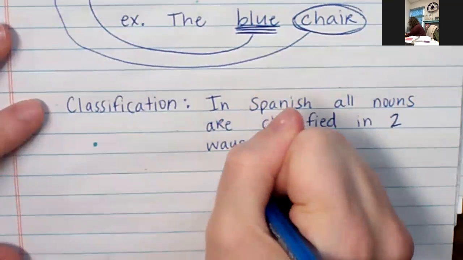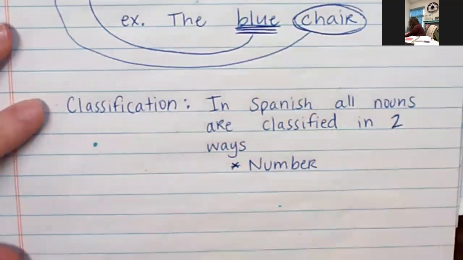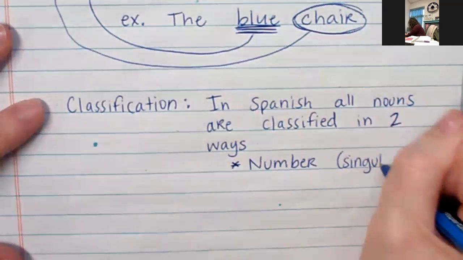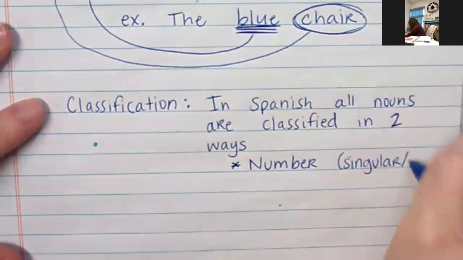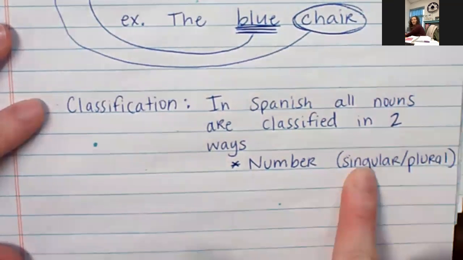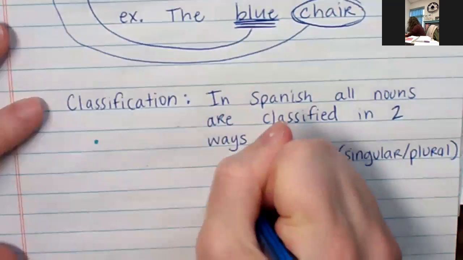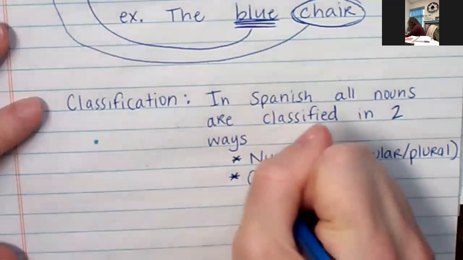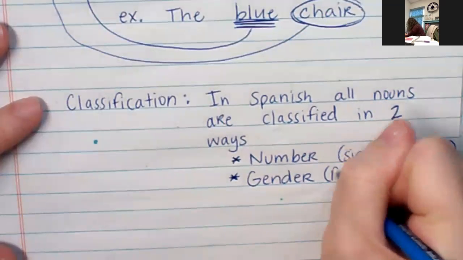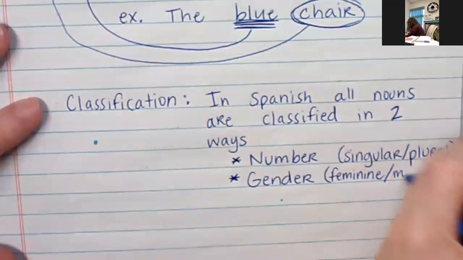They're classified by number. This just means, are they singular or are they plural? Is there one or is there more than one? And they're also classified by gender. This means, are they feminine or are they masculine?